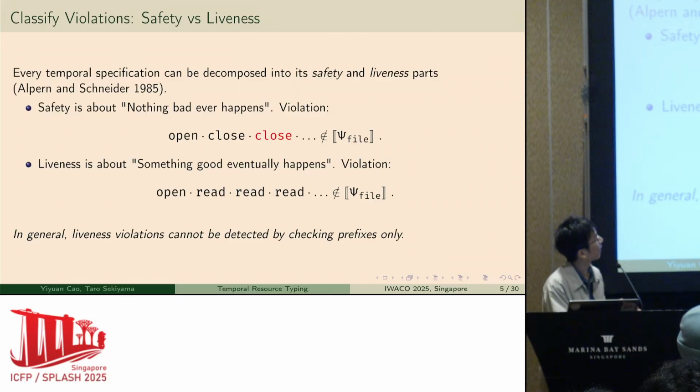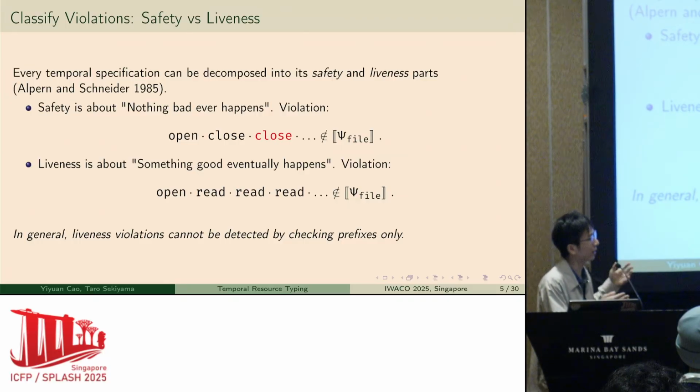Liveness violations are different. Take the file specification as an example. We have a desired event to be invoked, which is the close operation. Here I'm showing a usage where after opening the file, it is read infinitely, so it doesn't satisfy the desired closing operation. In general, safety can be detected by checking prefixes of usage only, but liveness cannot. For liveness, we have to reason about the full traces, especially when infinite executions can appear. This is more difficult.